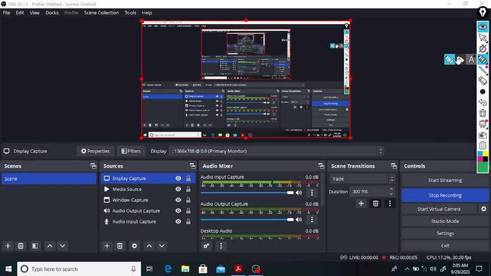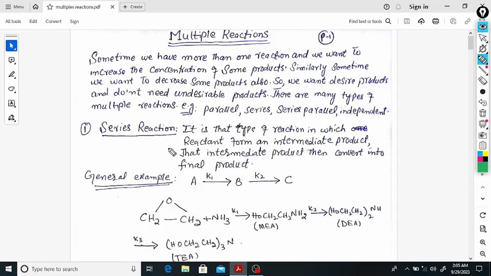In this lecture, we will discuss about the multiple reaction. So, in the previous lectures, we have discussed about the single reaction. For example, A is converting into B. So, this is a single reaction. In this lecture, we will discuss about the multiple reaction. For example, A is converting into B, but A is also converting into C. So, this is a multiple reaction.